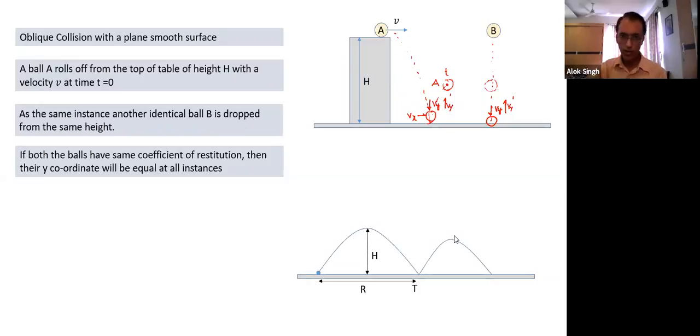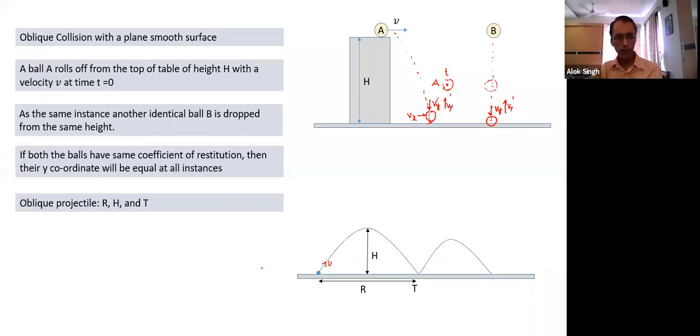So what does this line indicate? This is how a projectile may move, or if you project a ball from the surface, this is how the ball may move. Let's understand what these terms are. For the oblique projectile, R indicates range, T indicates time of flight, H indicates maximum height. This is from the time of projection till the first impact.